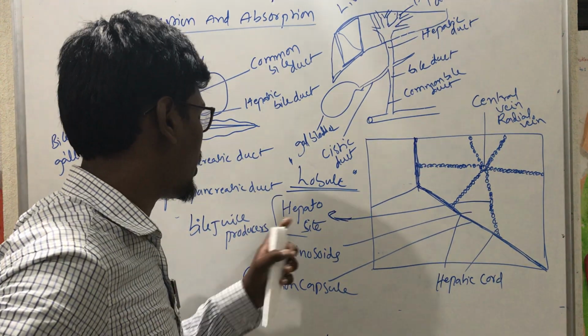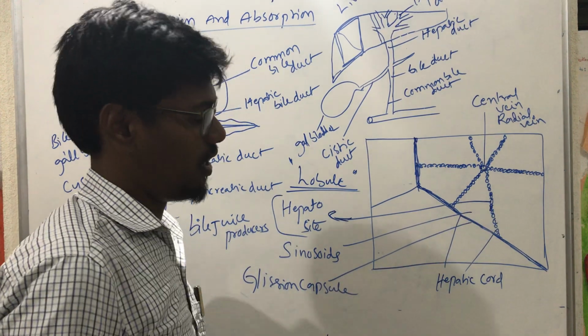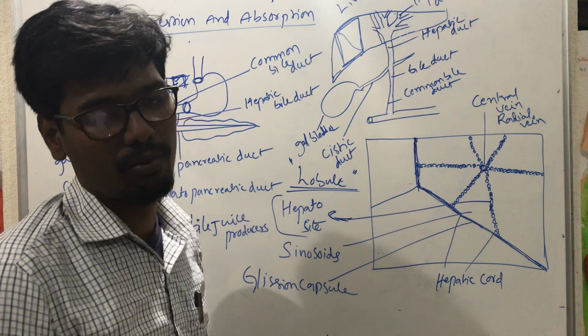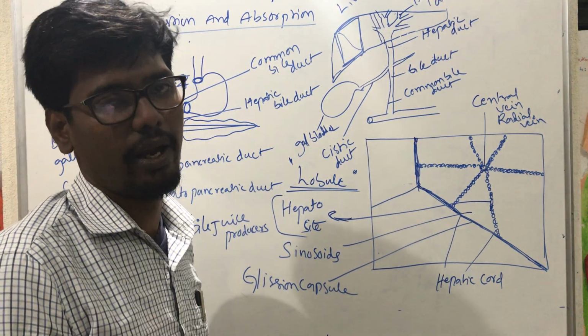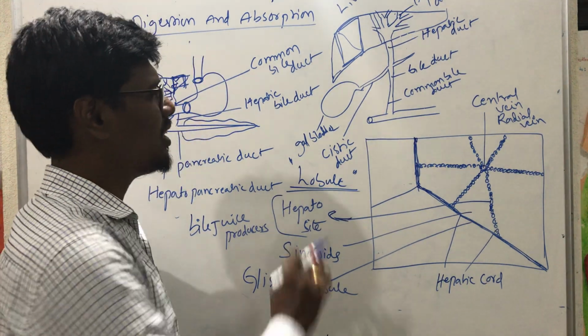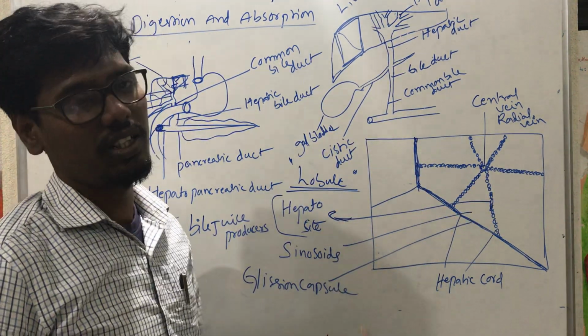Okay, hepatocytes are bile juice producers, the empty place in the middle is called sinusoids, and the membrane or cell wall has Glisson's capsule. Right. Okay, this is the liver's internal structure.